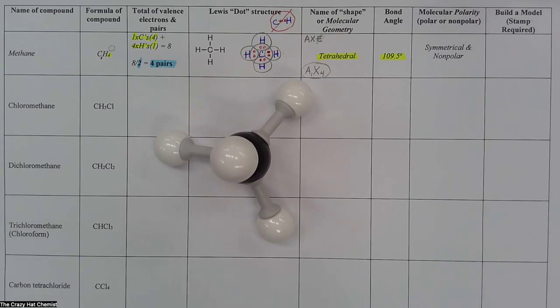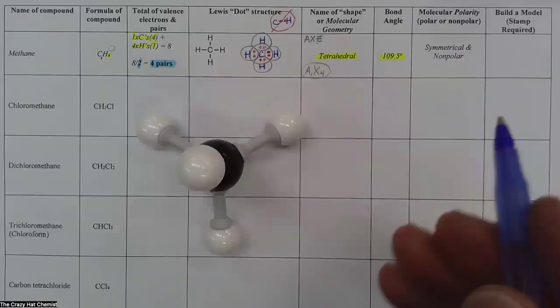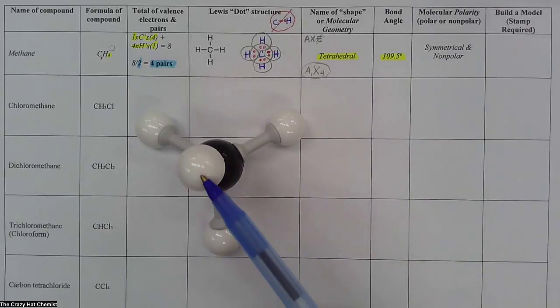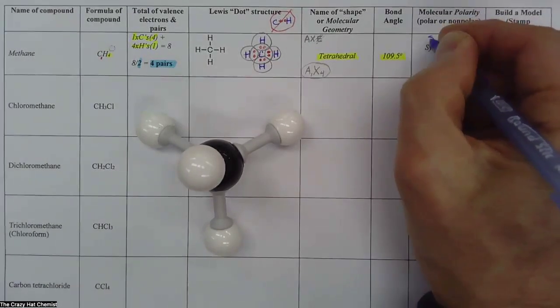So now what we're going to do is figure out, is this polar or non-polar? I'm going to give you a real simplistic way of looking at it. Are all the things attached to the central element the same, or are they different? Is this the same as that? Yes. Is this the same as that? Yes. Is this the same as that? Yes. Is this the same as that? Yes. So they are the same.